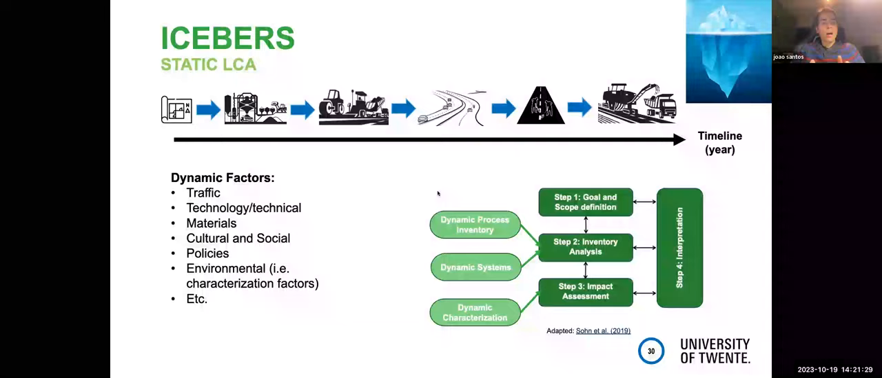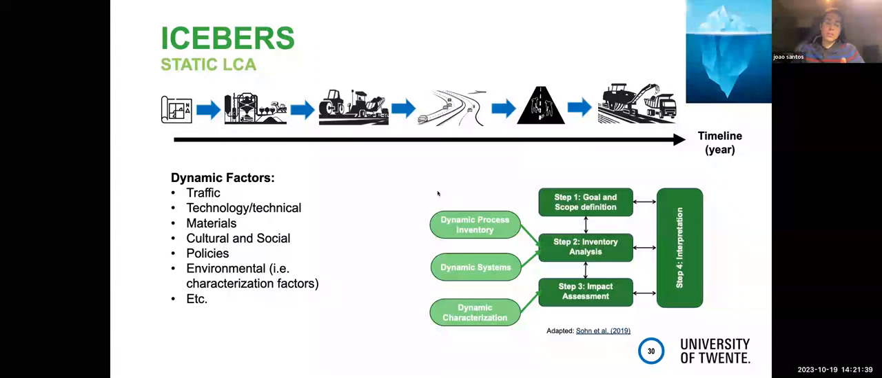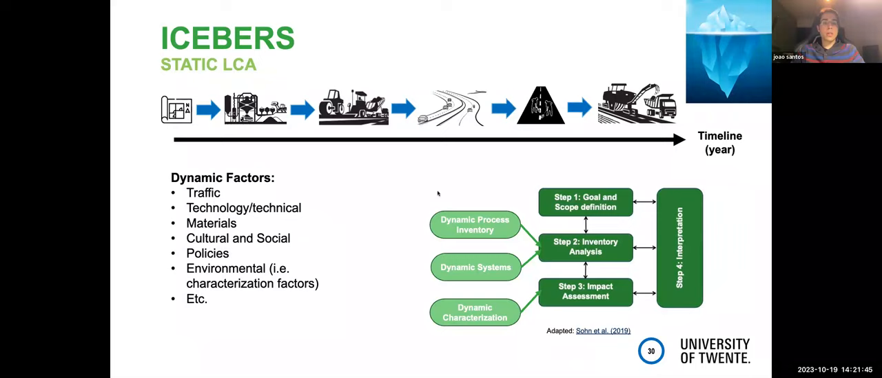Among those factors, only the traffic is commonly considered as being dynamic. But this can be modeled, mainly during the inventory analysis, considering dynamic processes where potential for future developments and technology advances can be incorporated in the process. It can also consider dynamics in the systems, where potential for future change in the components of the system can be considered by changing between unit processes or the behavior of the system model, and also dynamic characterization factors.